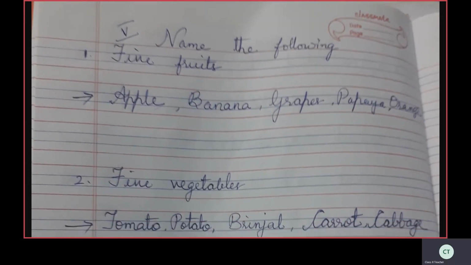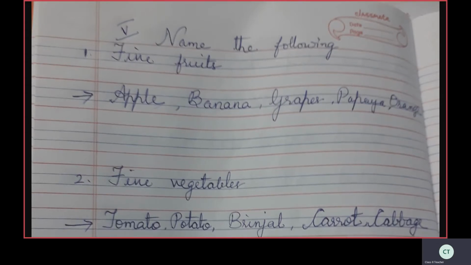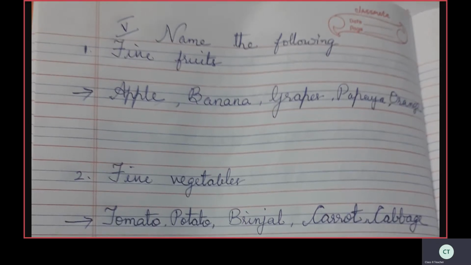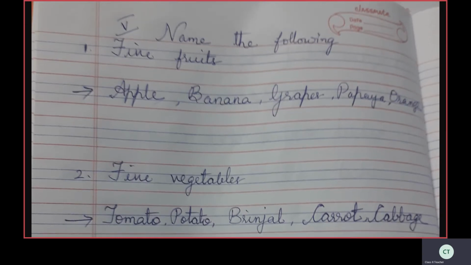Okay, children, I keep these bits in the app. Today we focus on the 5th bit. Name the following. The 4 bits we have finished, I'll also keep in the app, children. Copy from the app and complete the classwork. Now see the 5th bit.